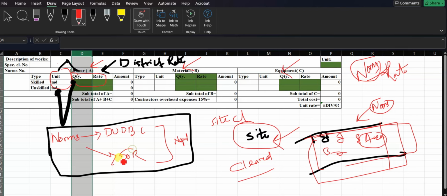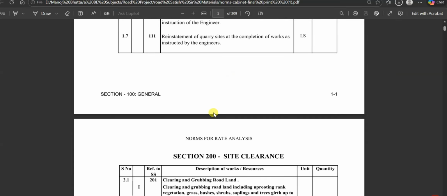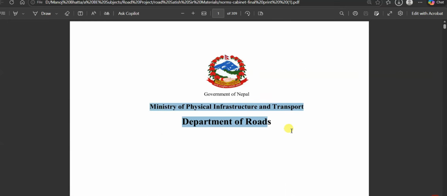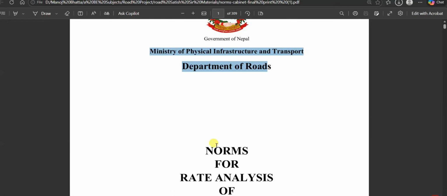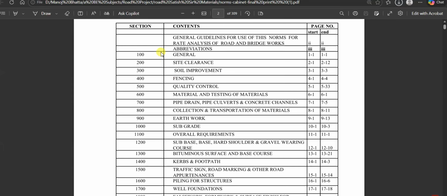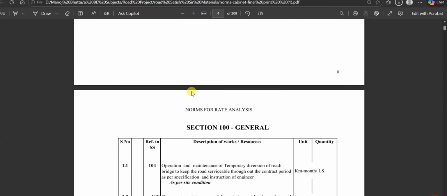For the road project, we need the DOR guideline. The Department of Roads has made specifications and guidelines, the DOR guideline norms for road and bridge 2075. We need to download this. These are the norms, and you can download them from any website. If we are doing rate analysis for road and bridge, we are trying to make a rate analysis for site clearance.